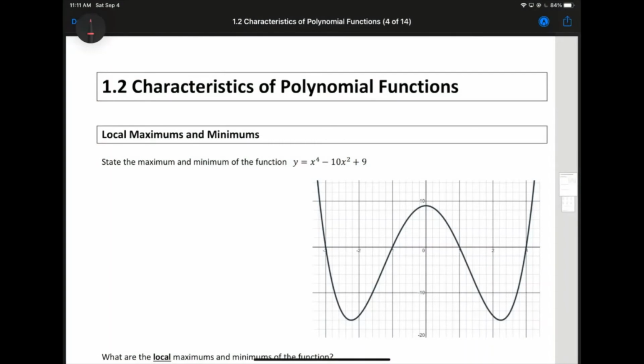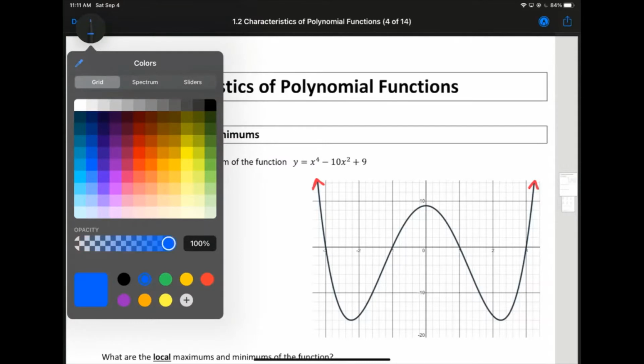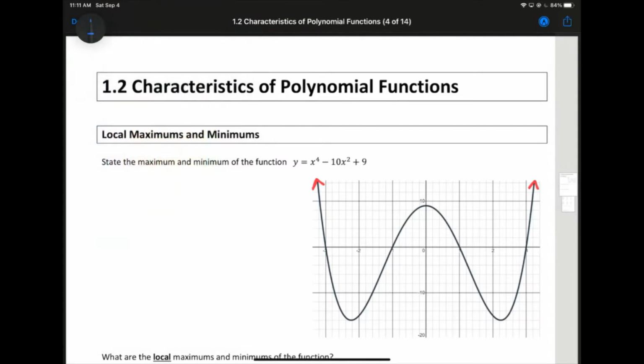You're probably familiar with the term maximum and minimum, which is pretty straightforward. Why don't we take a look at this particular function, which happens to be a quartic function, or a function of degree 4. We can see that even though the graph doesn't actually put the arrows on for me, it goes up forever in both directions on both sides. So if we want to state the maximum and minimum for it, well, the maximum, this thing goes up to infinity on both sides.